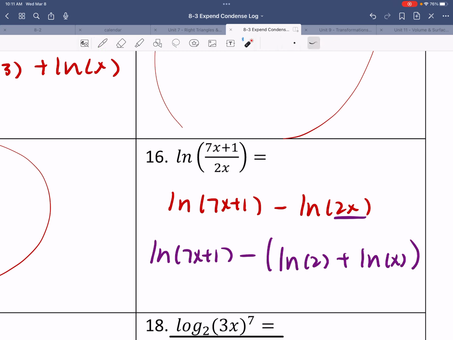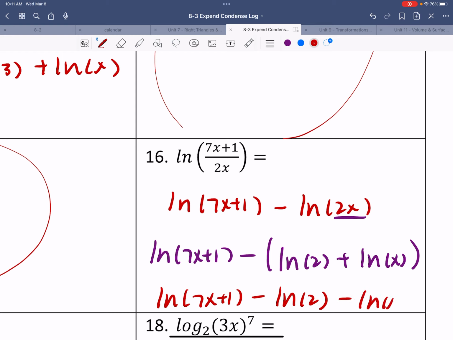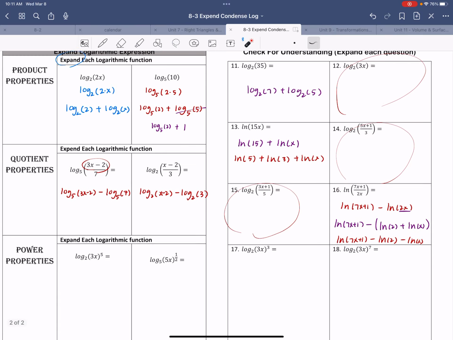And here's the thing, if you do not put parentheses, because of the plus, this one will go to the top, right? So you gotta put parentheses for this, or at least you gotta write it like this: natural log of 7x plus 1 minus natural log of 2 minus natural log of x. In that case, this x will go to the bottom because it's a minus minus, which means divide. Hope this one makes sense to you guys.